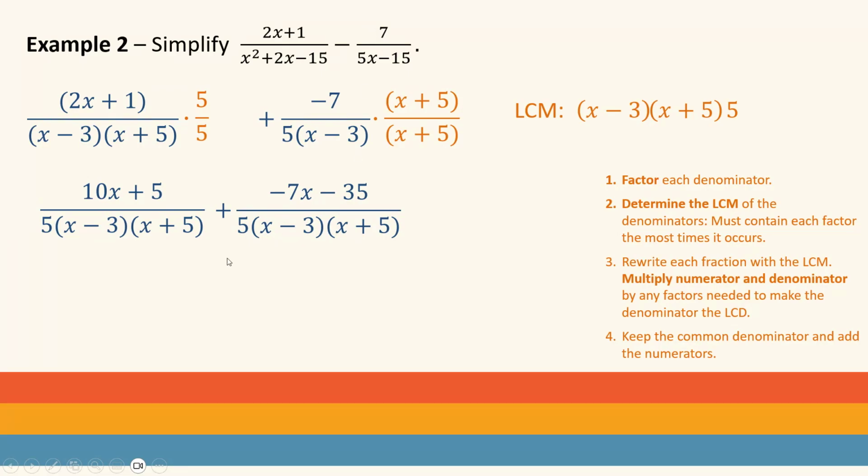And now that the denominators are the same, we will keep the denominator and then we'll add our numerators. 10x plus negative 7x is 3x. 5 plus negative 35 is negative 30.